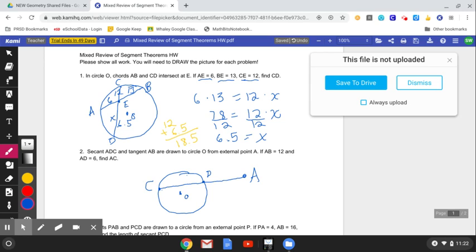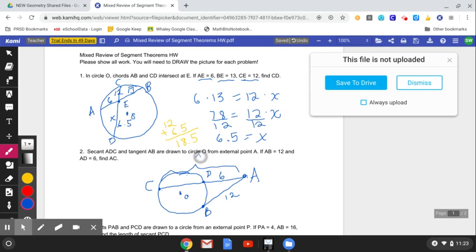And then it says there's a tangent AB. So a tangent is a line that connects the outside edge of a circle to an external point, and we'll call this B. And that's a pretty good looking picture. Now, whether or not it's to scale, again, I don't care. All right, AB. Now I'm going to label my measurements. AB is 12. AD is 6. And it wants to know what is the whole entire thing AC.